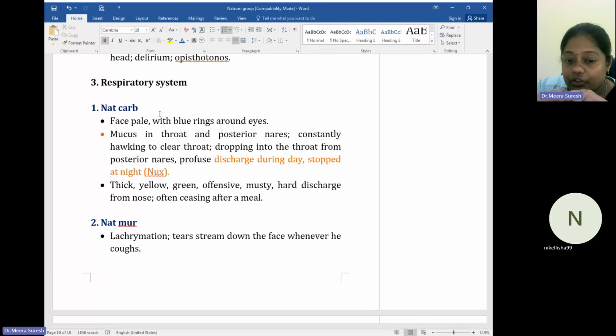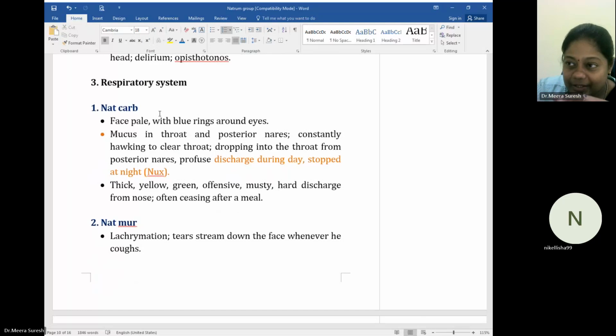The profuse discharge during day and stopped at night. In a way, it is very good. Though this complaint that the discharge from the posterior nares is constantly dropping towards the throat, it happens usually because of gravity when the person is lying down.